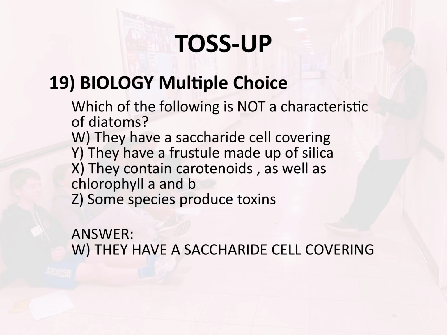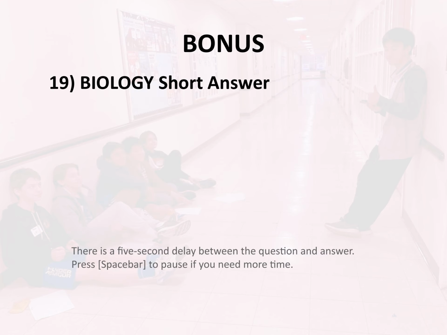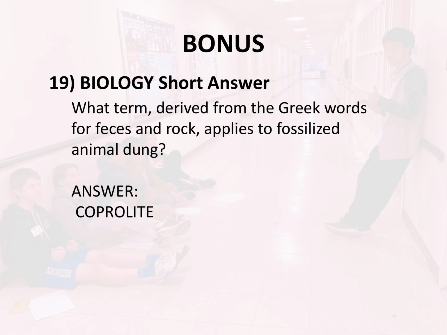Answer. W. They have a saccharide cell covering. Bonus 19. Biology. Short answer. What term, derived from the Greek words for feces and rock, applies to fossilized animal dung? Answer. Coprolite.